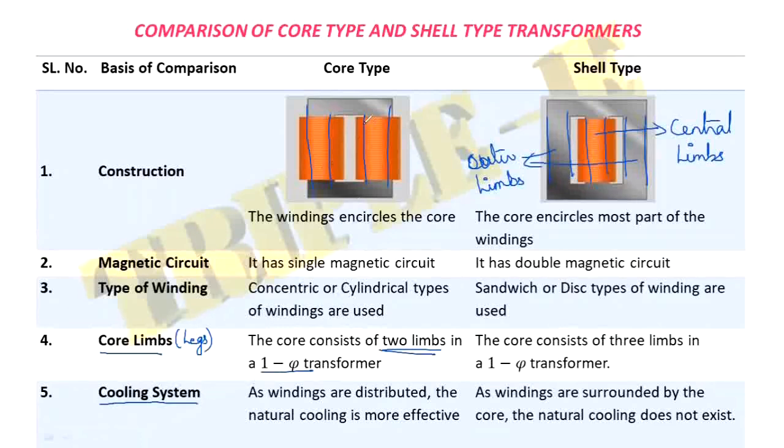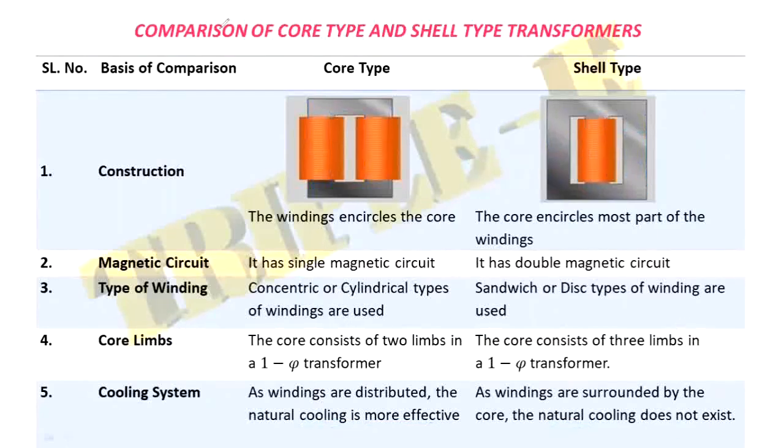As we can see here, the windings are basically distributed. They are surrounding the core. So natural cooling is more effective in case of core type. Whereas in case of shell type, the windings are surrounded by the core. So that is why natural cooling is not possible. We need to provide forced cooling in case of shell type of transformer. So now let's see some more differences.